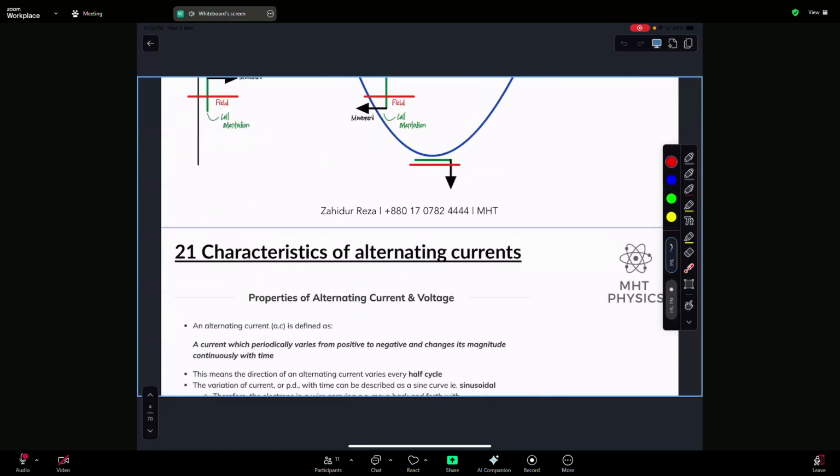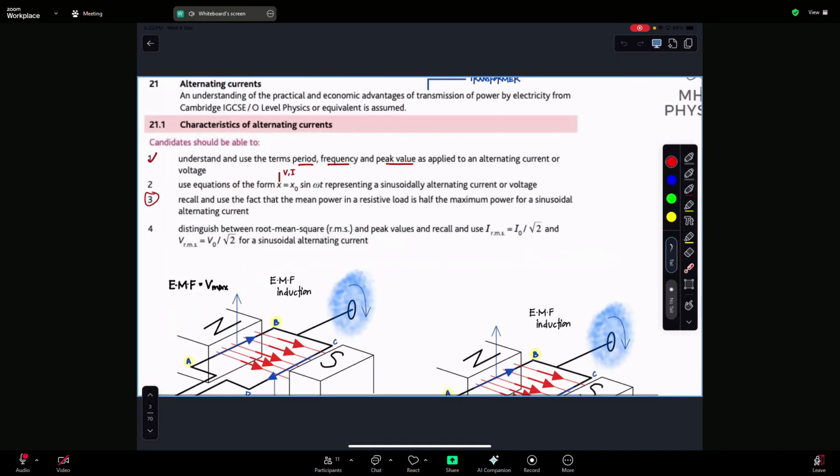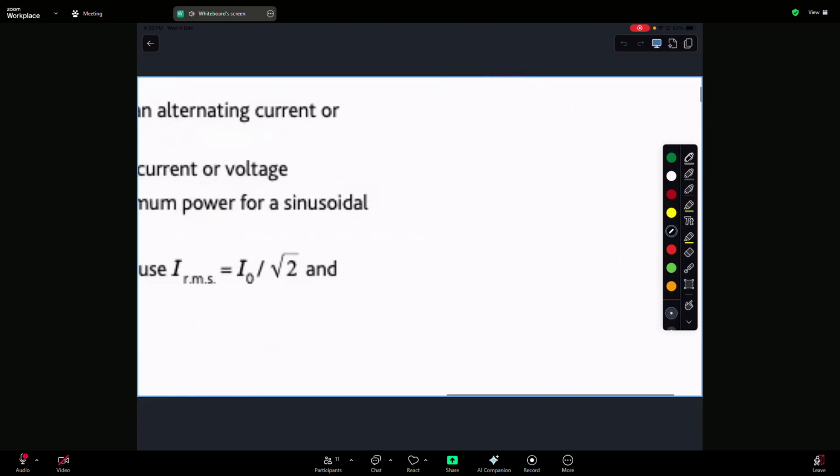So according to the syllabus, we are supposed to, the last day baki chilo, distinguish between RMS and peak value, and recall that IRMS is I naught by root 2, VRMS is V naught by root 2. And also recall that the mean power is half the maximum power of a supply. Do you understand what that means? The mean jeta ashe ota like actual power ki hoy, মানে actual peak value ki ashe half. ওই যেটা একটু আগে দেখলাম, I'll write it here, it's actually important.